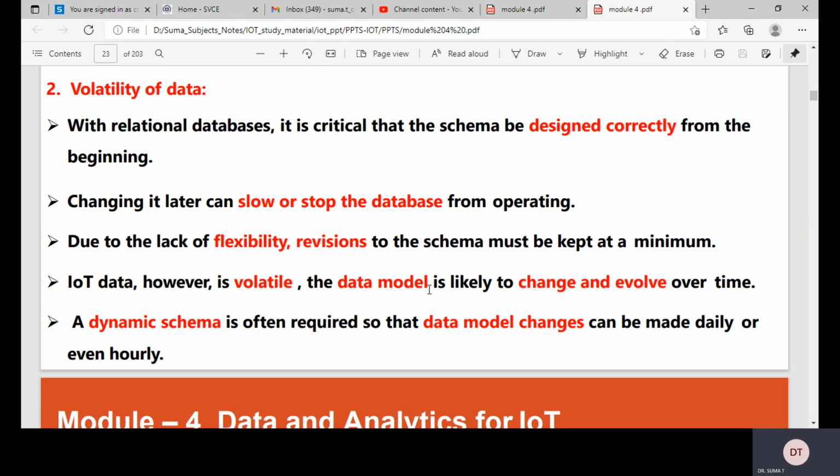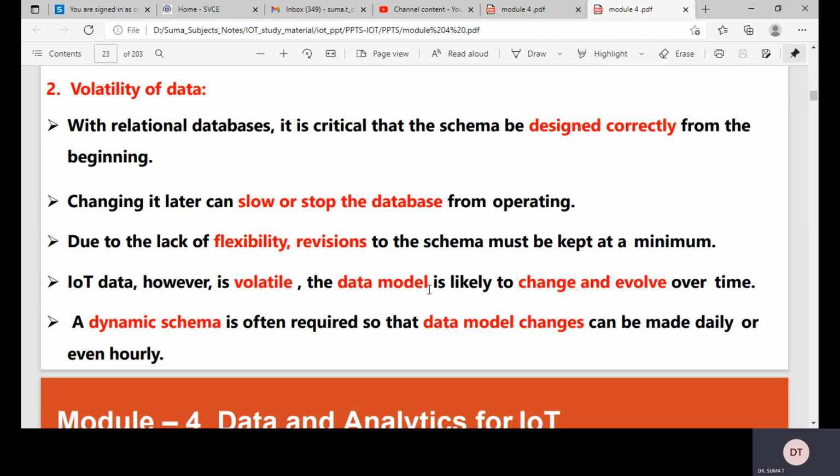However, when we say IoT data is volatile, we mean that the data model itself is likely to change over time. A dynamic schema is required so that data model changes can be made daily or even hourly.